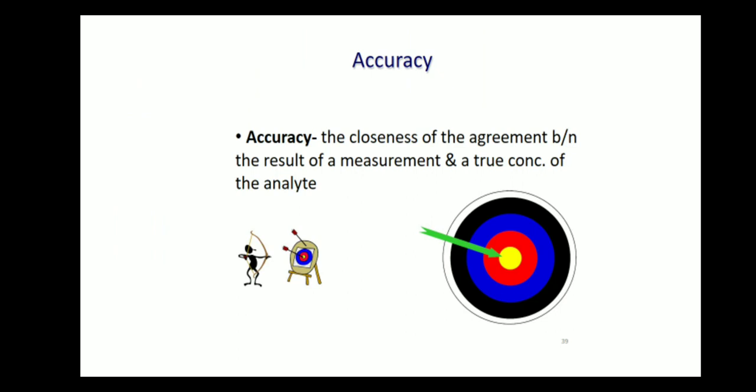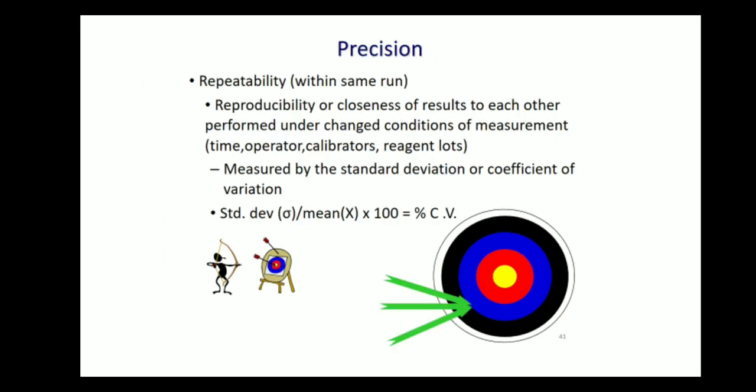What is accuracy? The closeness of the result to the true concentration of the analyte, that is accuracy. Precision is repeatability. So the same sample we are running 2 or 3 times, we are analyzing. So reproducibility should be there, and it should be close to the true value. How far it is repeating, how close is the result, so that is called precision.